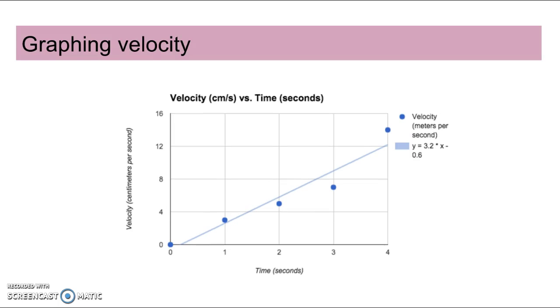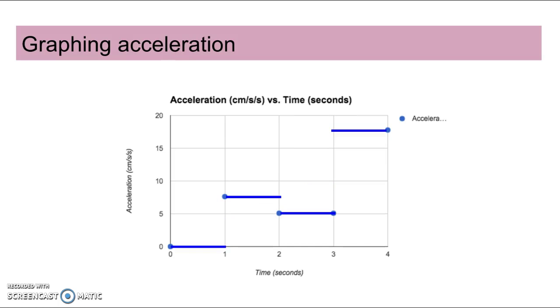This is the velocity versus time graph. The ball's velocity was not constant. It increased over time. This is the acceleration versus time graph.